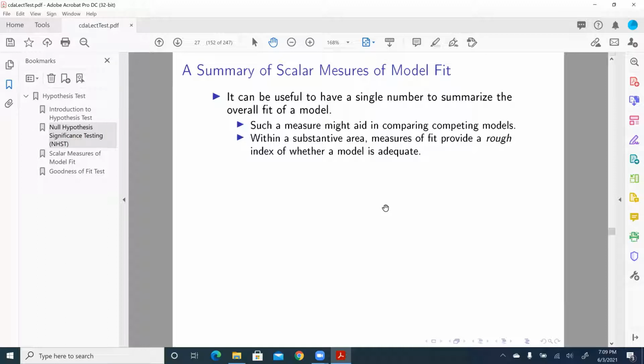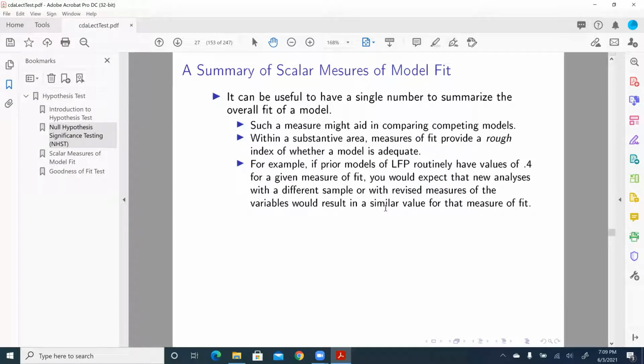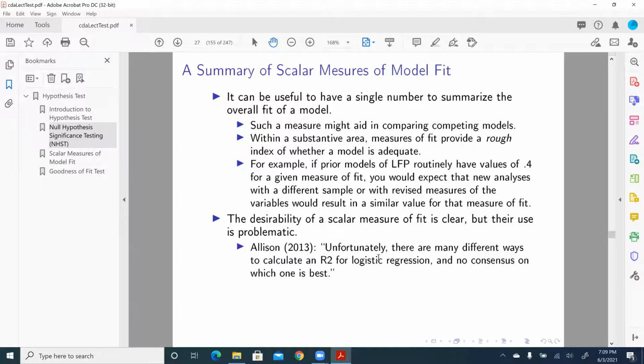Within a substantive area, measures of fit provide a rough index of whether a model is adequate. For example, if prior models of labor force participation routinely have values of 0.4 for a given measure of fit, you would expect the new analysis with a different sample or with revised measures of the variables would result in a similar value for that measure of fit. The desirability of a scalar measure of fit is clear, but their use sometimes can be problematic, especially for pseudo R-squares, which I'm going to talk about later.